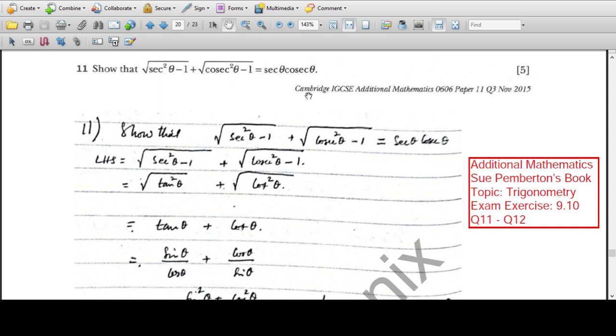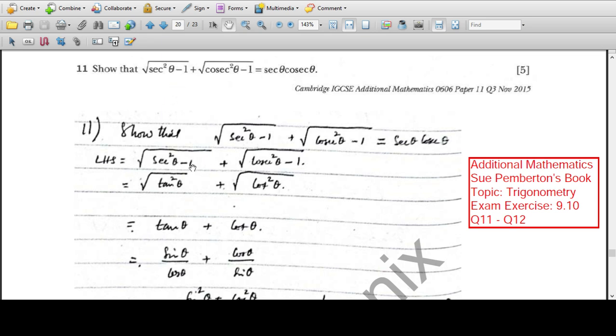From this book, exercise number 9.10, question number 11 is here, and we have to show that the left hand side, square root of sec square theta minus 1 plus square root of cosec square theta minus 1, is equal to sec theta cosec theta. This is a 5 marks question, and we have to show that. So we take the left hand side.